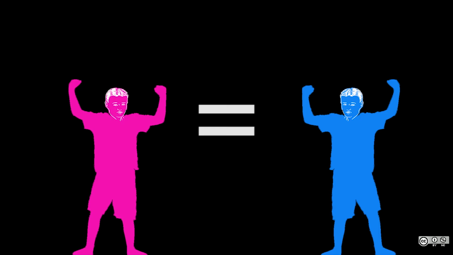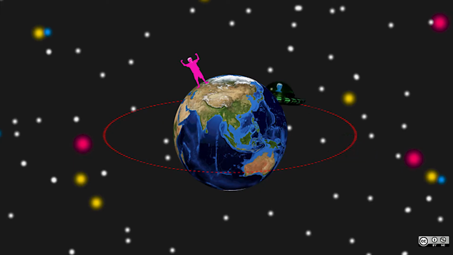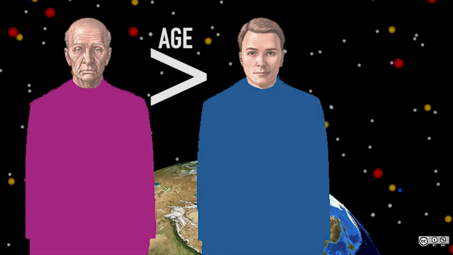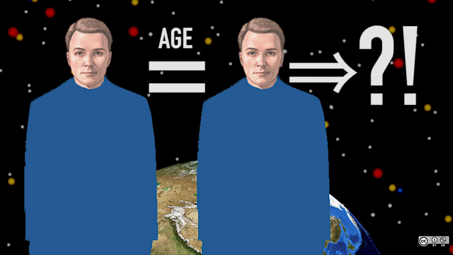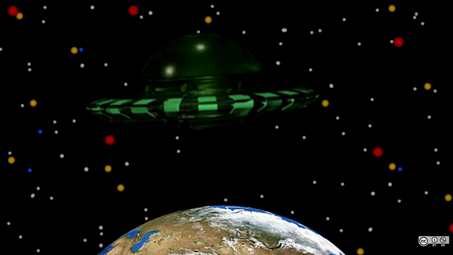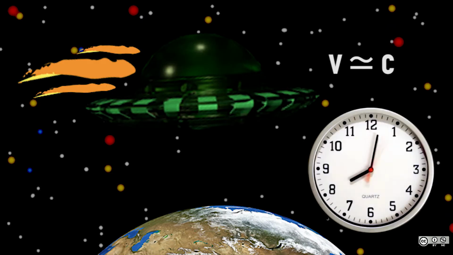Imagine two twins who are exactly the same age. One of them hops in a spaceship and flies around the Earth at a high speed. When he returns, he finds that his twin brother has aged more than him. Why does this happen? Shouldn't they both age at the same rate? Well, according to Einstein, they shouldn't. The twin in the spaceship was traveling at a high speed, which made time move slower for him.